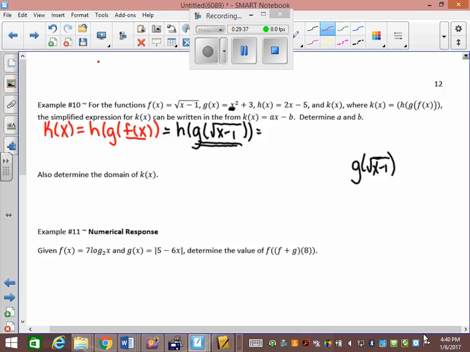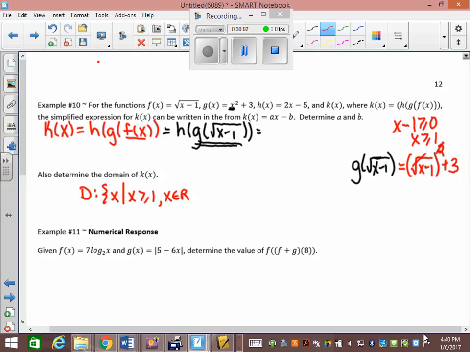g of square root x minus 1 equals square root x minus 1 squared plus 3. Now remember, for this squared and this cancel, I have to say x minus 1 is greater than or equal to 0, x is greater than or equal to 1. And I'm going to go back here and do my domain. It's going to be x such that x is greater than or equal to 1, because that radical is going to limit it.